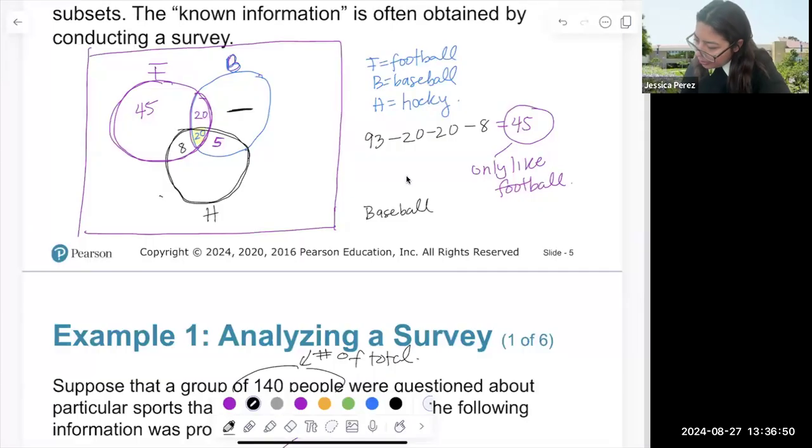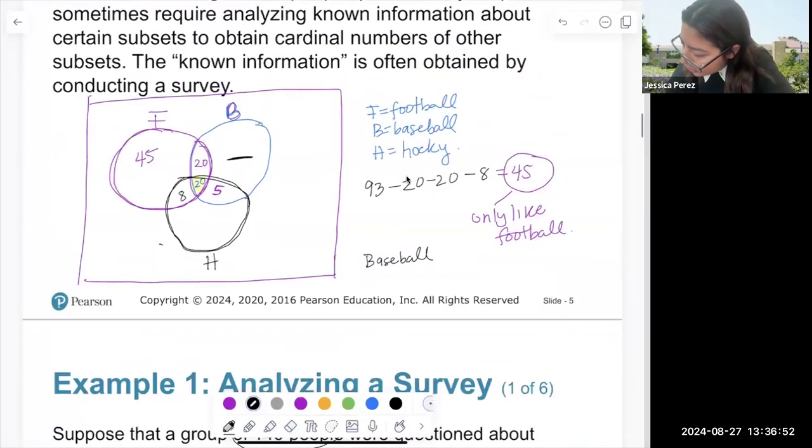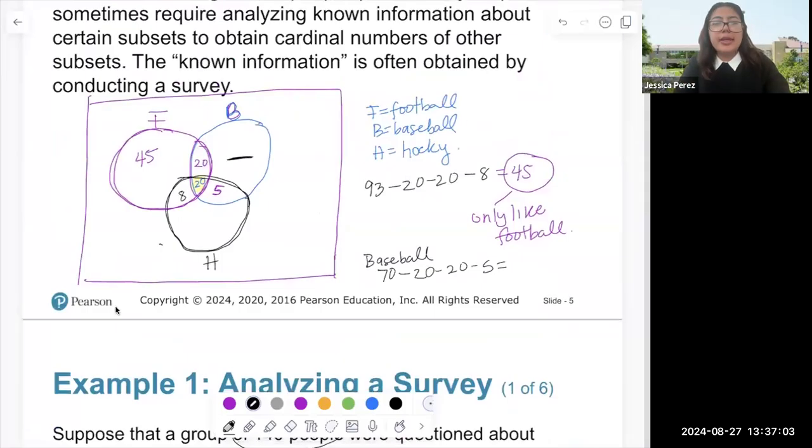So I know that the total number of baseball is 70. So I have to remove 70 minus 20 minus 20 minus 5. Again, 20, 20, and 5. Taking my calculator, I have 70 minus 20 minus 20 minus 5 will give me 25 right here. So 25 only like baseball.